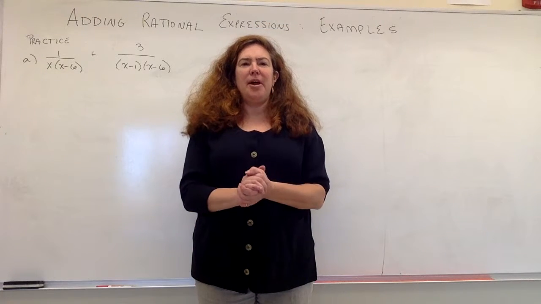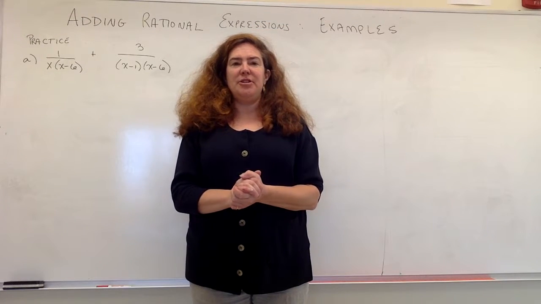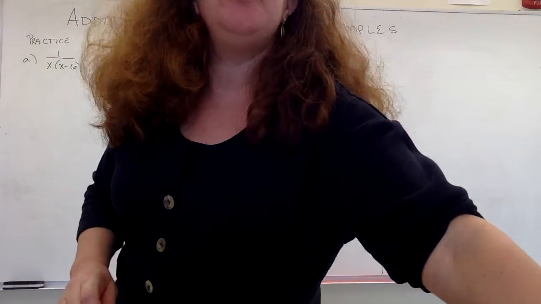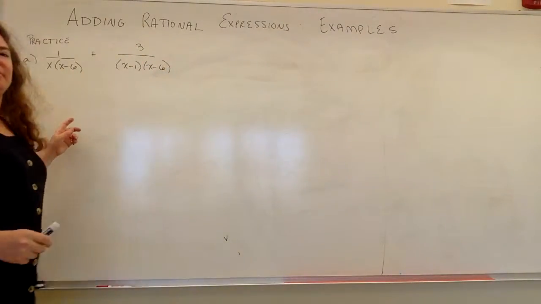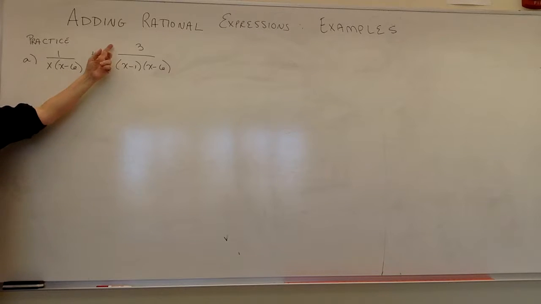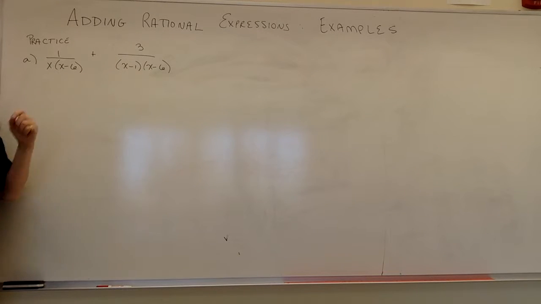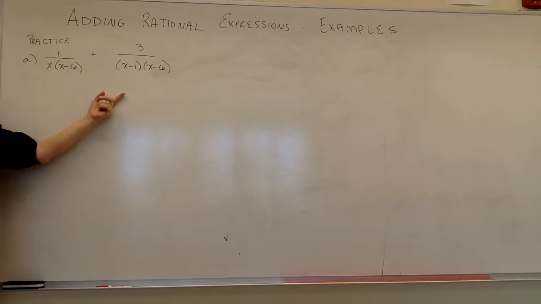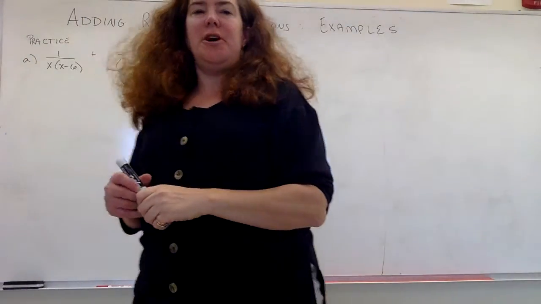Okay, so we're going to practice adding rational expressions. If you look up here, we have 1 over x times x minus 6 plus 3 over x minus 1 times x minus 6. We need a common denominator. These two denominators are different. Our common denominator needs to include them both. So what do I do to start?